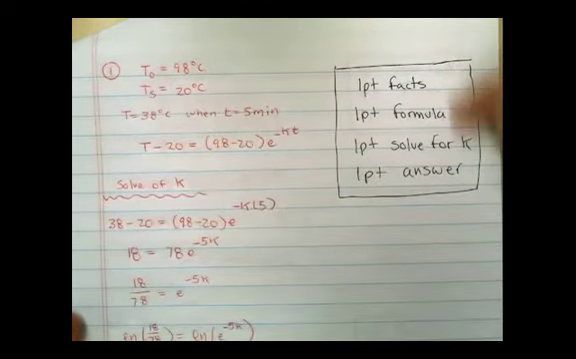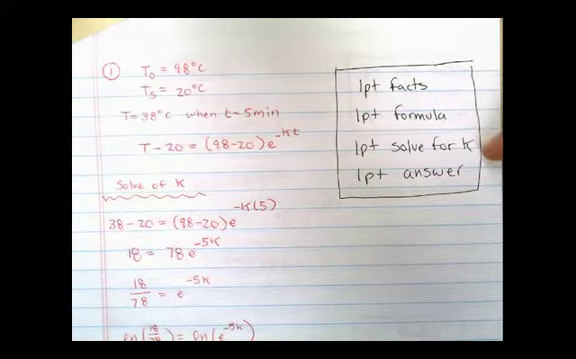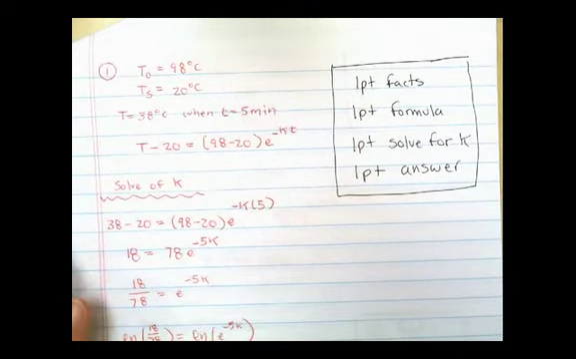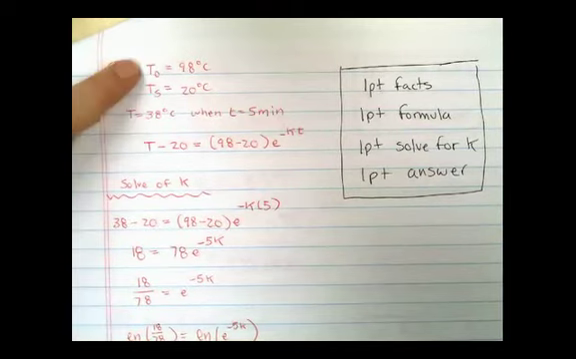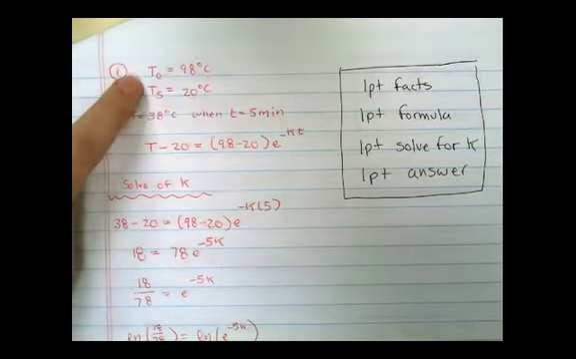So for the team test, these are the things I'm going to be looking for. Facts, formula, being able to solve for the k, and getting the right answer. So you should, right when you start your team test, be able to write out what are the facts from this word problem. So the initial temperature is 98 degrees.